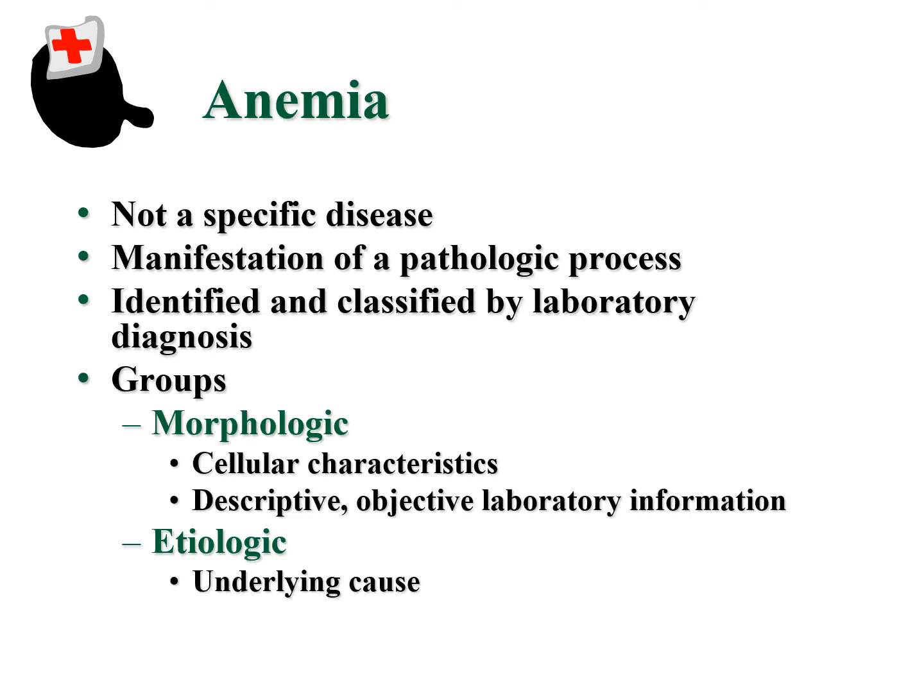So anemia is not a specific disease, it's more of a manifestation of a pathological process. There are several different groups and causes of anemia, and it can range from the morphology of the red blood cells to an underlying cause, whether it's autoimmune, genetics, some type of virus, or drugs that are causing anemia to occur.